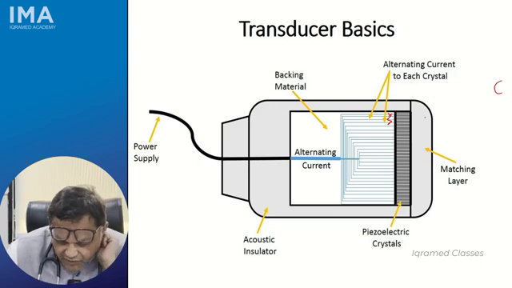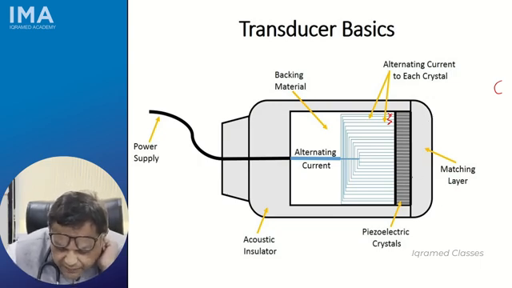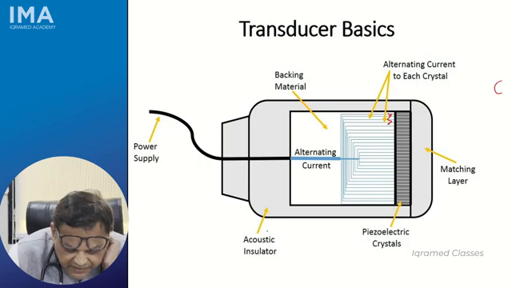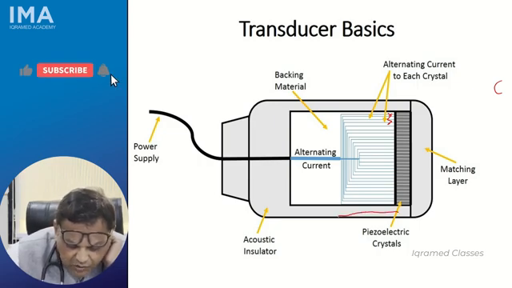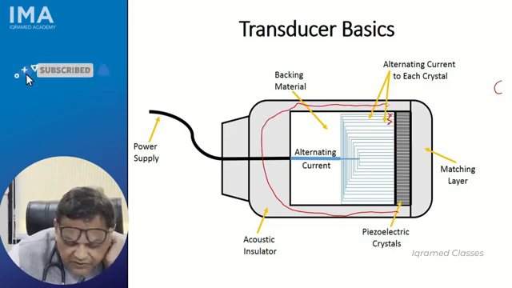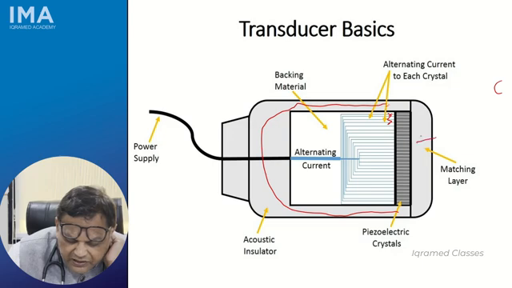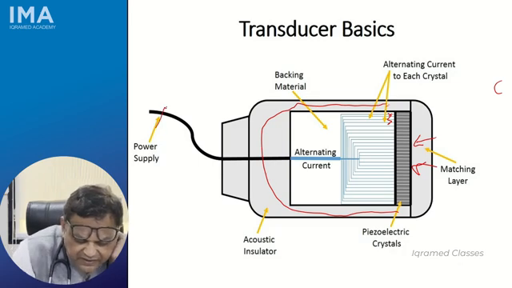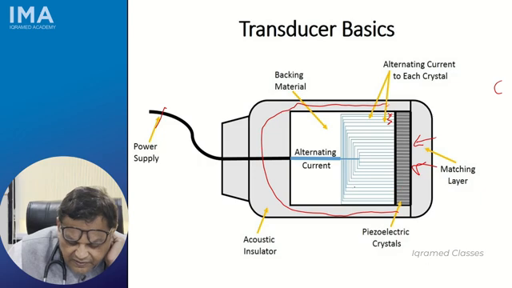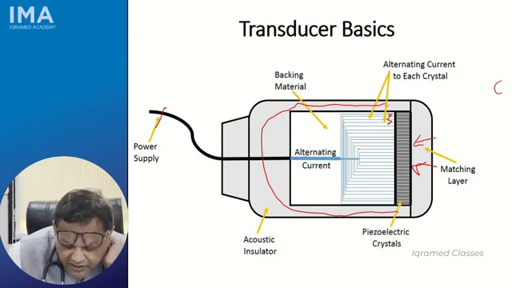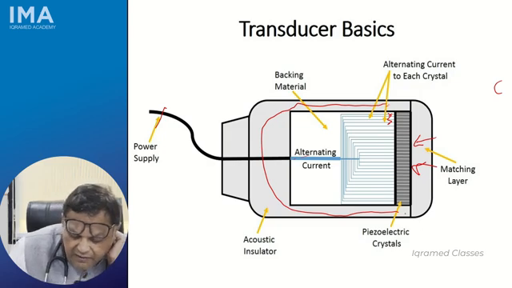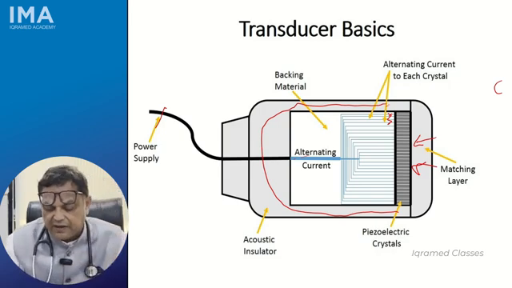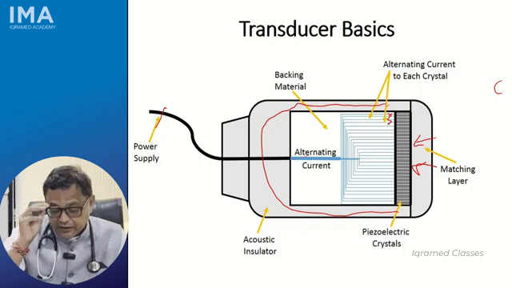Then here there is a matching layer, and there is an absorbent lens placed here, and here is the insulator. So you can see this is all insulator. So sound waves cannot reach the piezoelectric crystal from this direction. It can only reach the piezoelectric crystal in a linear fashion. And here you can see is the power supply. So insulator, piezoelectric crystal, alternating current reaching here, and then several circuits. If there are 100 piezoelectric crystals, there will be 100 individual circuits, each taking electricity directly to its piezoelectric crystal.